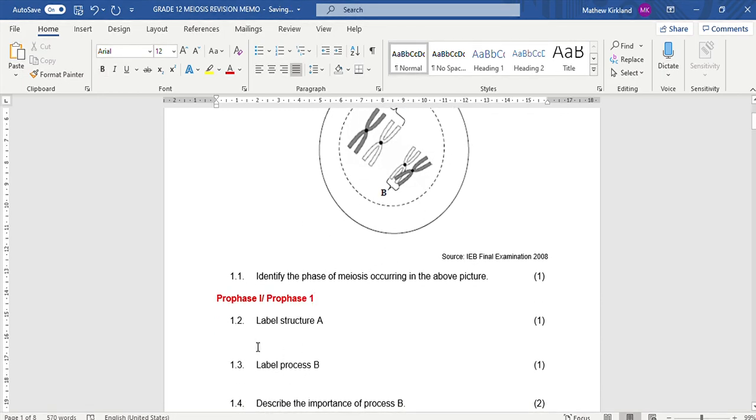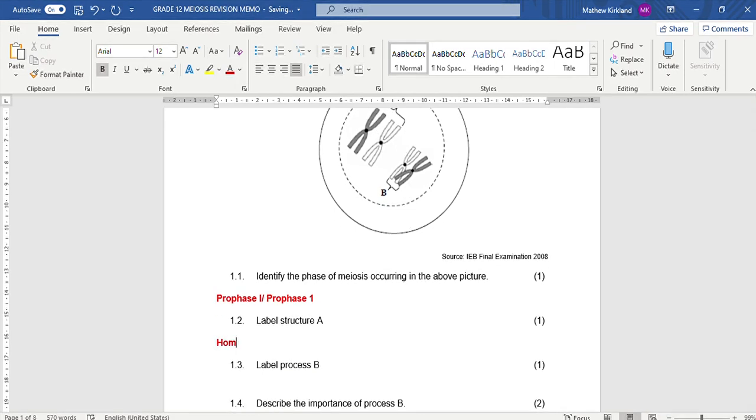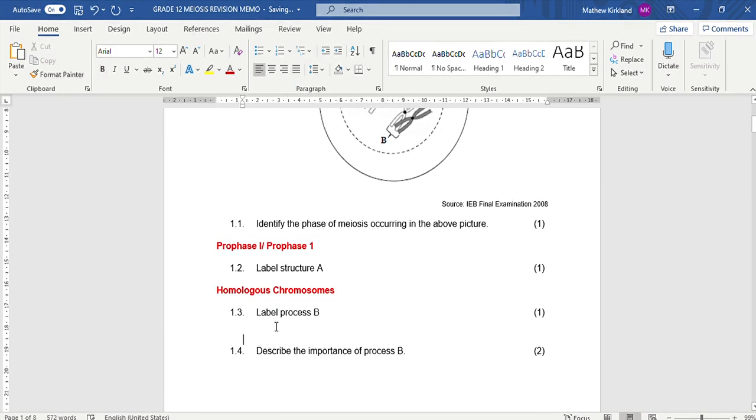Then it says label structure A. So let's go into our picture, and we see that A is the bracket going over these 2 chromosomes that are here. I'm looking at both of them. Those are homologous chromosomes. Okay, nice and easy so far.